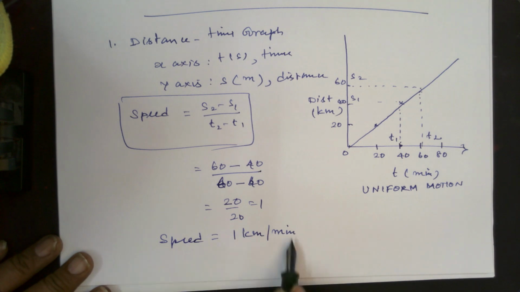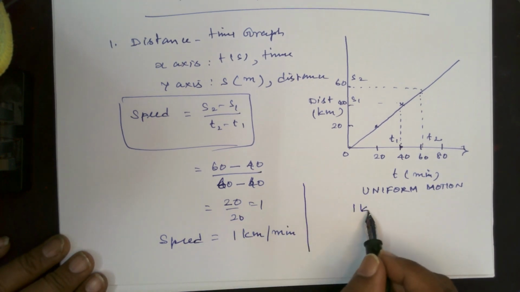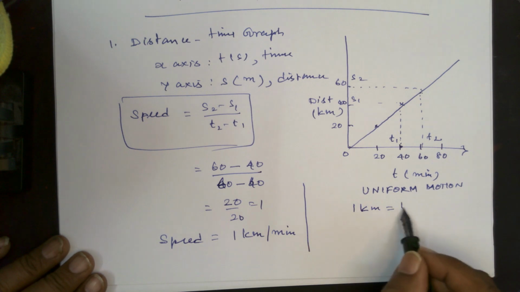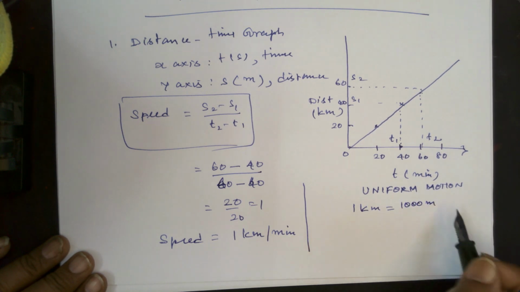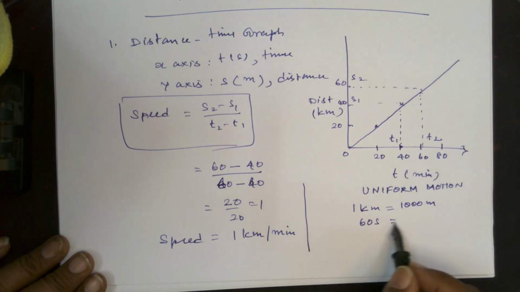Suppose if you want to convert this into second, how to do that? 1 kilometer, you have to convert into meter per second, that is in SI unit. 1 kilometer is equal to 1000 meter, okay? And 60 second is equal to 1 minute.